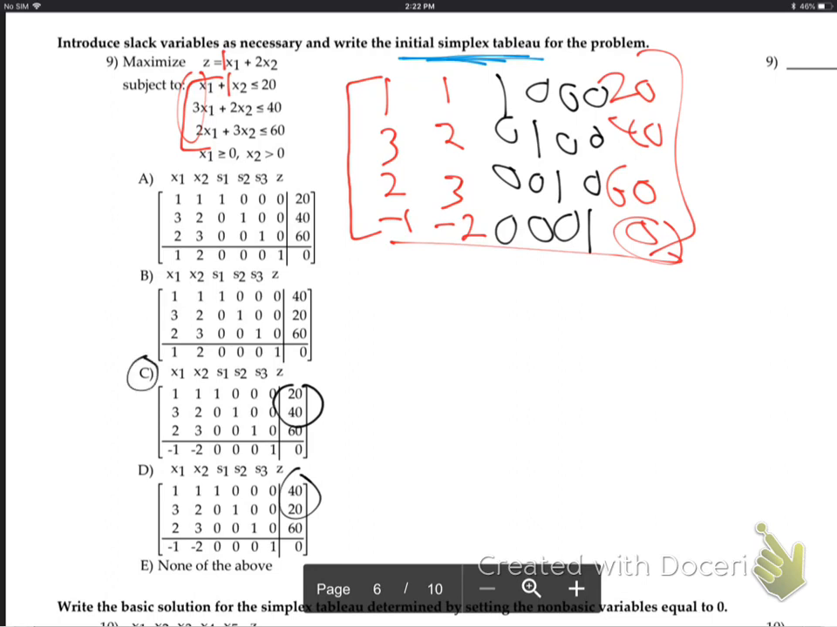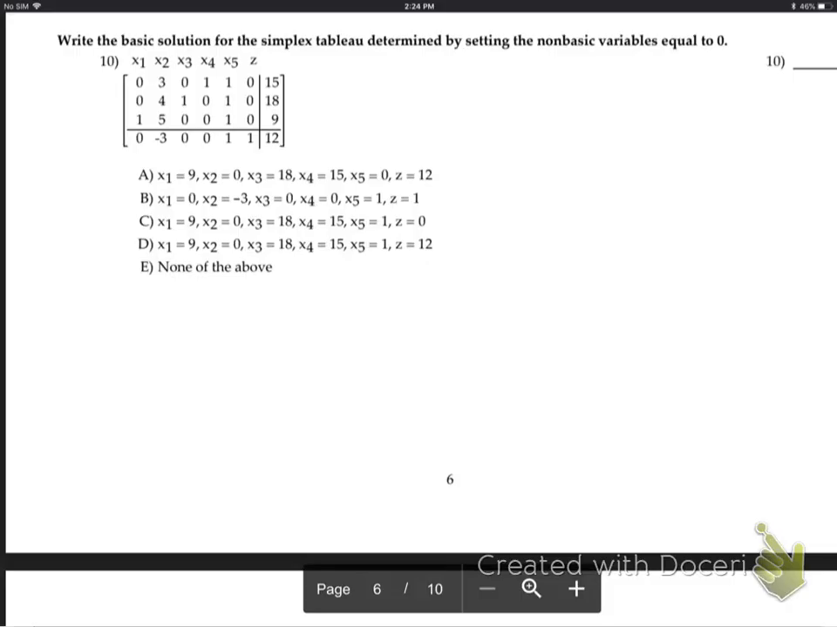Good? That was cool. Instead of the whole thing, I'm giving you the ending part. So this says, write the basic solution. Write the answer. Does that make sense? For the simplex, it's determined by setting non-basic variables equal to 0. Meaning, this one's going to be 0, and this one's going to be 0. Remember, any column, when you're done, that's the answer.